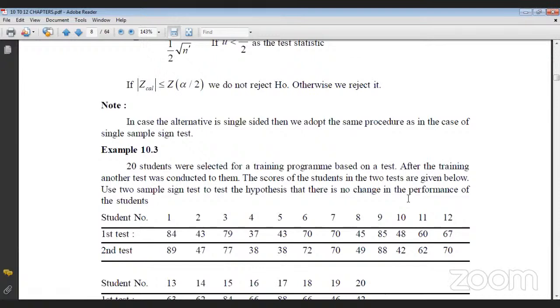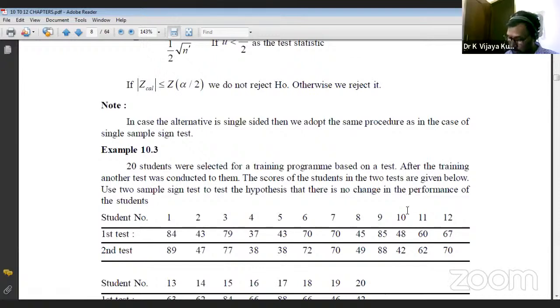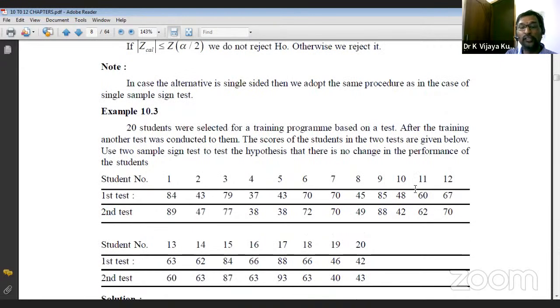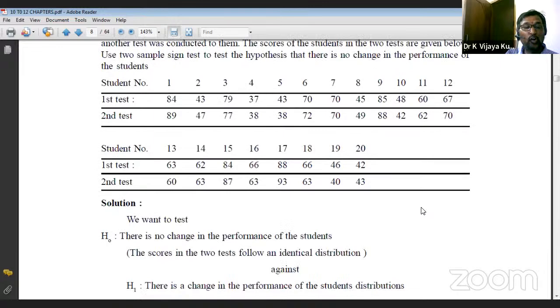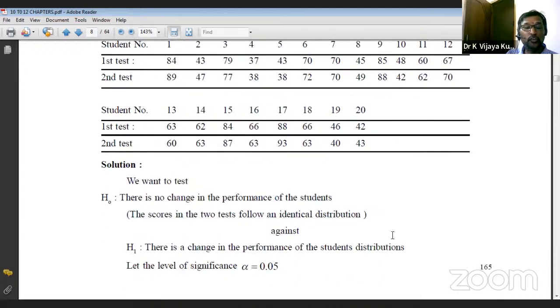20 students were selected for a training program based on a test. After the training, another test was conducted for them. The scores of the students in the two tests are given below. Use the two-sample test to test the hypothesis that there is no change in the performance of the students. Students 1, 2, 3, 4, 5, 6, 7, 8, 9, 10, 11, 12: first test to second test. We want to test that there is no change in the performance of the scores in the two tests, that is, they follow identical distributions.